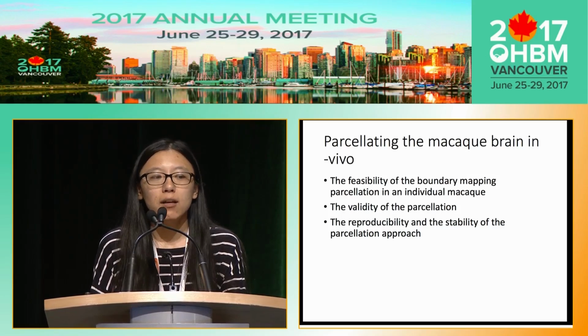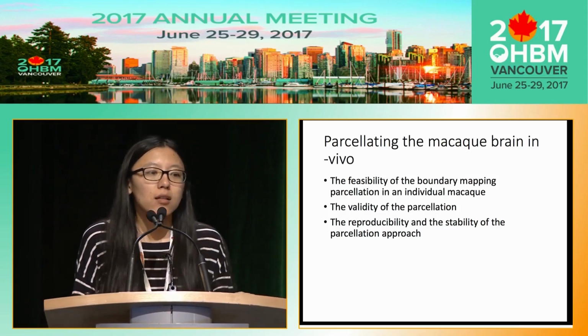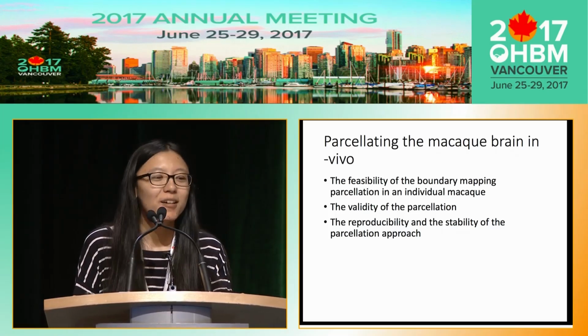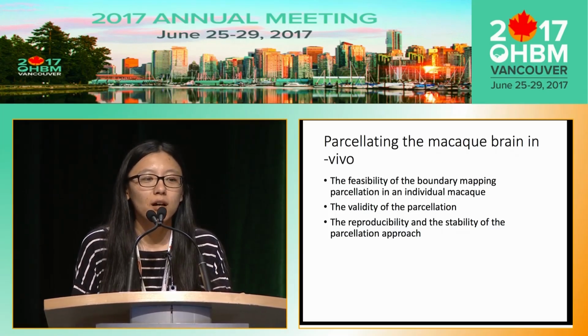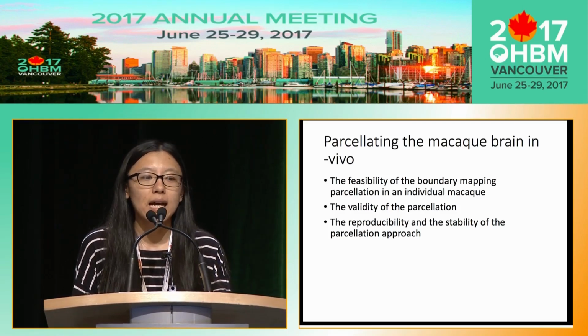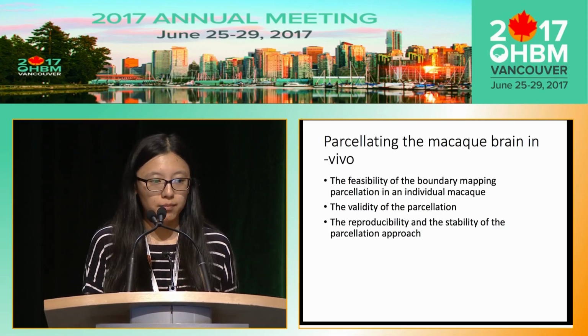But before we go that far, there are a few questions we need to address. The first one is the feasibility of the boundary mapping parcellation in individual macaques. The second is that we need to validate the parcellation in terms of the functional data itself. And the third one is the reproducibility and the stability of the parcellation algorithm.